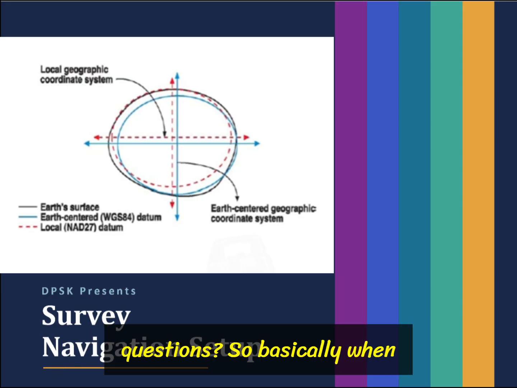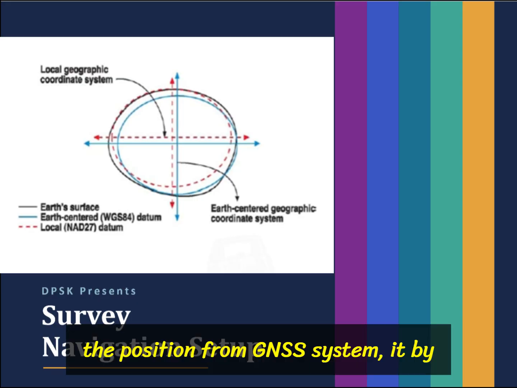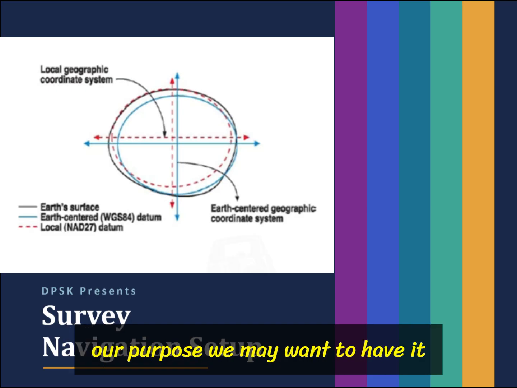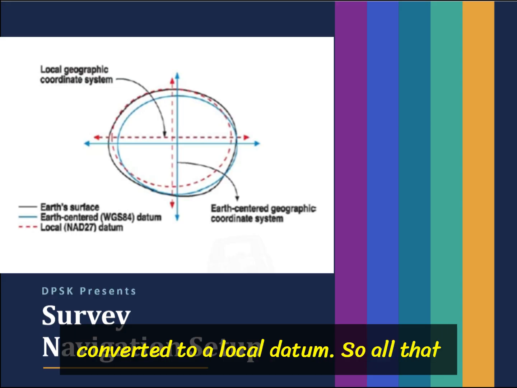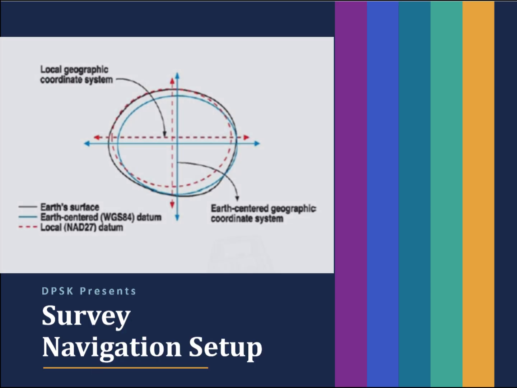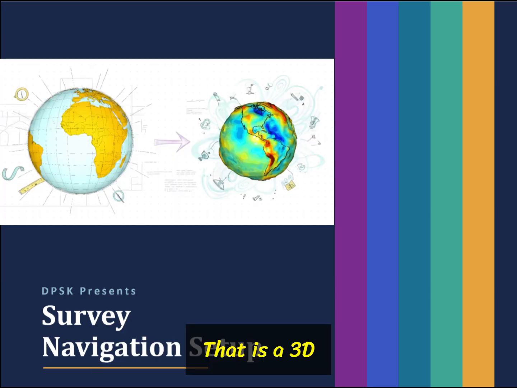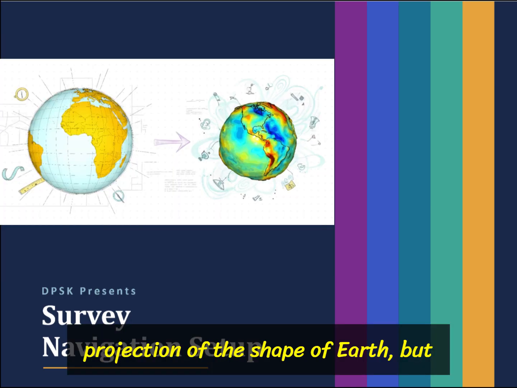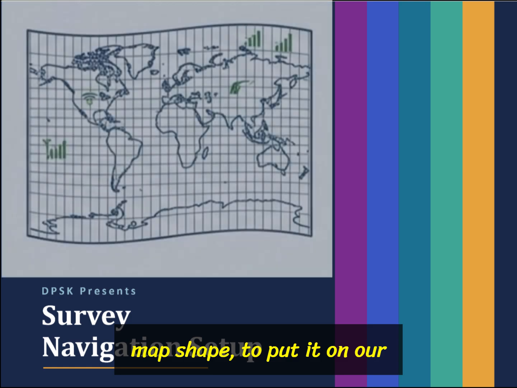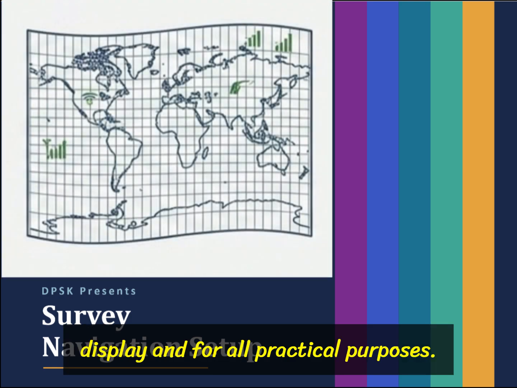Any questions? So basically, when we are getting the position from the GNSS system, it by default is in WGS84. But for our purpose, we may want to have it converted to a local datum. So all that happens in the Geodesy settings. That is a 3D projection of the shape of Earth, but we may like to have it in a 2D map shape to put it on our display.